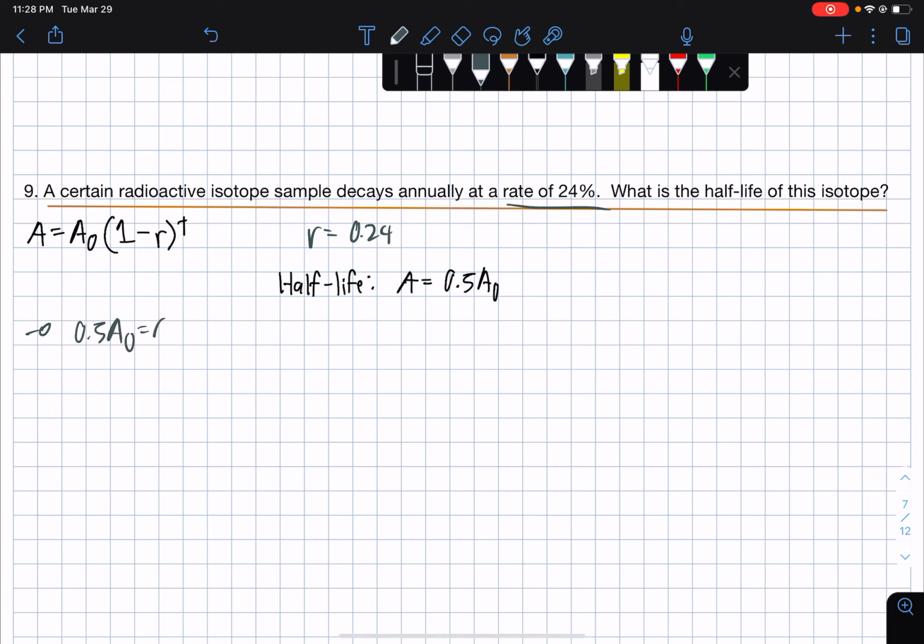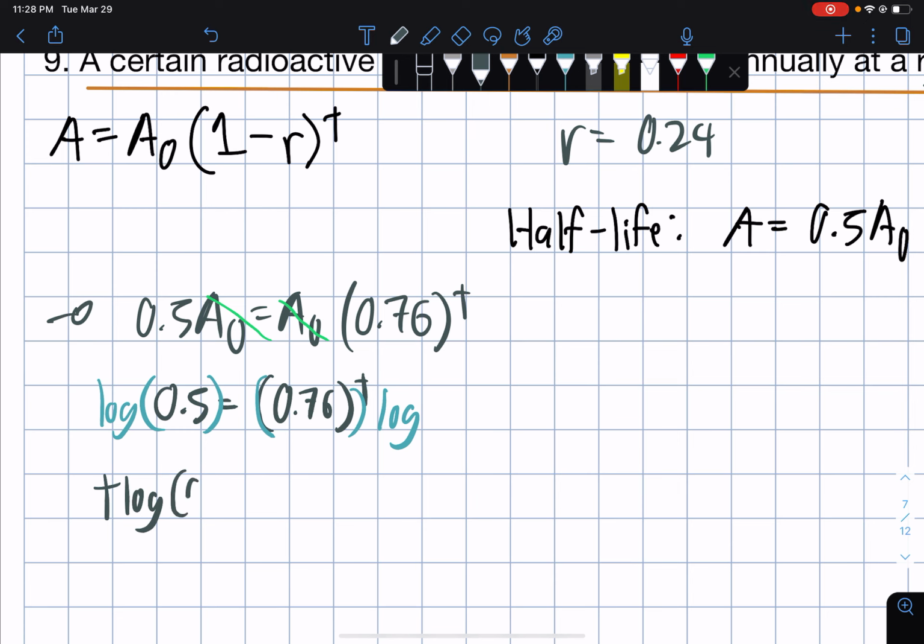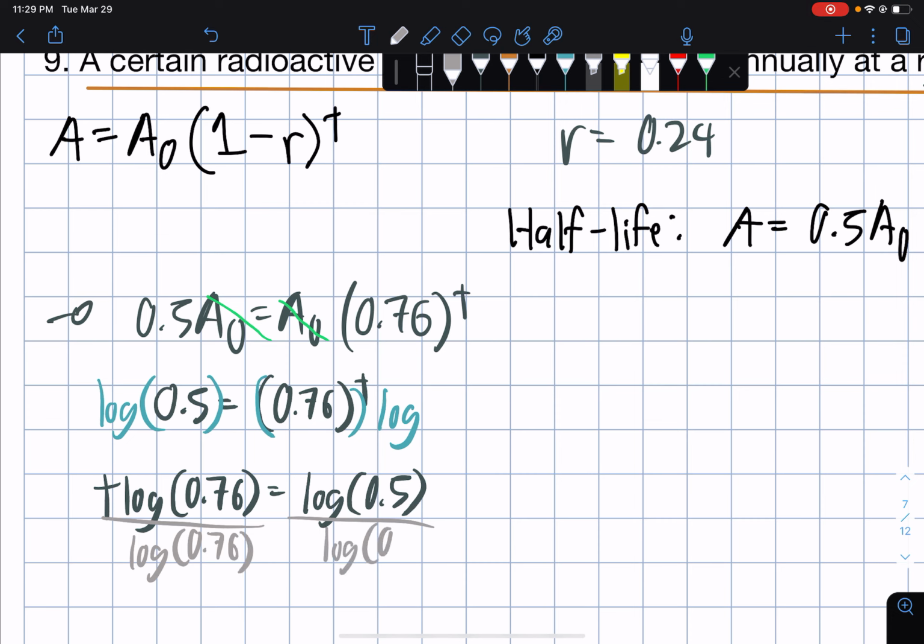0.5 A0 is equal to A0 times the quantity 1 minus 0.24, which is, in other words, 0.76, then raised to t. Cancel A0 on both sides. We end up with something like this. Put log on both sides to bring down the variable exponent. We have t log 0.76 is equal to log 0.5. Divide both sides by log 0.76. There you go.